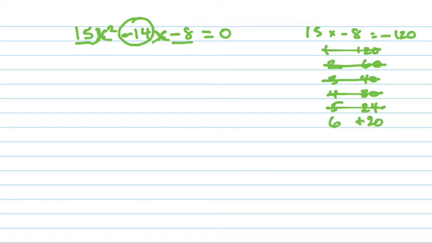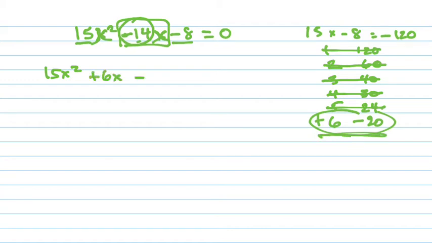Be careful. Negative 20, positive 6, because I want them to combine to give me a negative 14, right? So 15x squared won't change. I no longer have negative 14x. I'm going to replace it with these two. So positive 6x minus 20x minus 8. Now I don't need the equals 0 because I'm still factorizing, not solving. It might just be clutter.